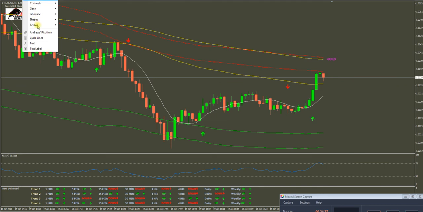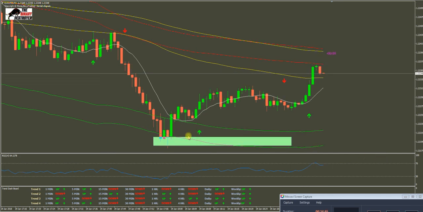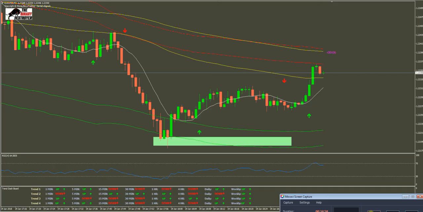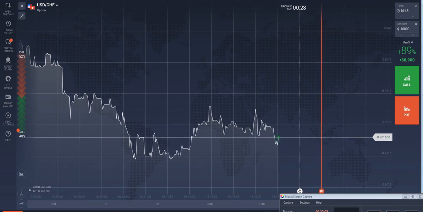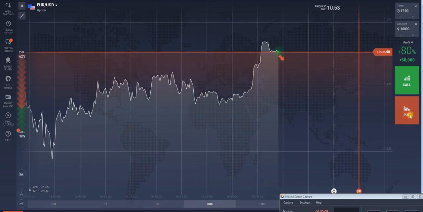I'm going to draw my little resistance area here, because I can see that the price has... I'm going to get into a trade. Oh, I've got to load a lot of options up again. Let me pause the video. Right, I'm back. So I'm going to take a quick trade on Euro US dollar. I'm going to take a 15-minute trade and I'm in.